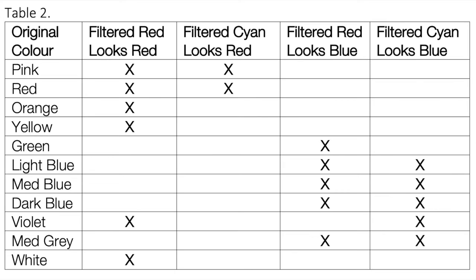With this information, we can break colors down into groups that look like reds when filtered with the red lens and those that look like blue when filtered with the cyan lens. Additionally, we can identify the colors that are neither red nor blue when filtered. This is documented in Table 2.